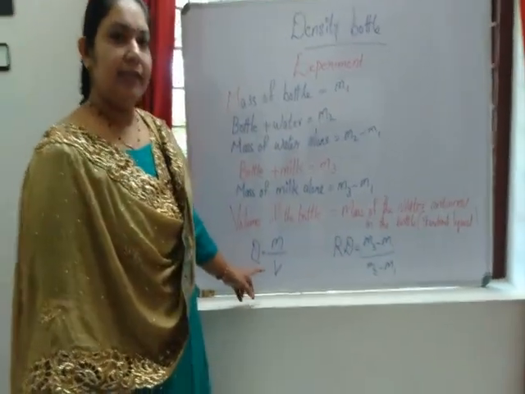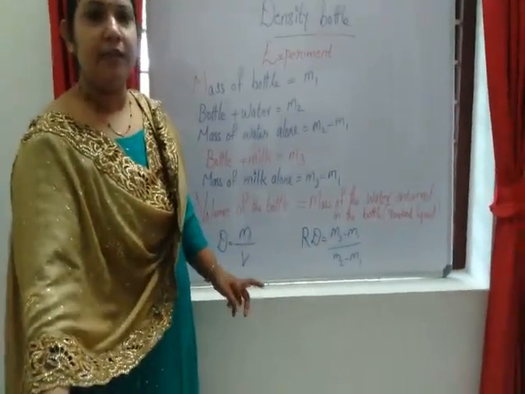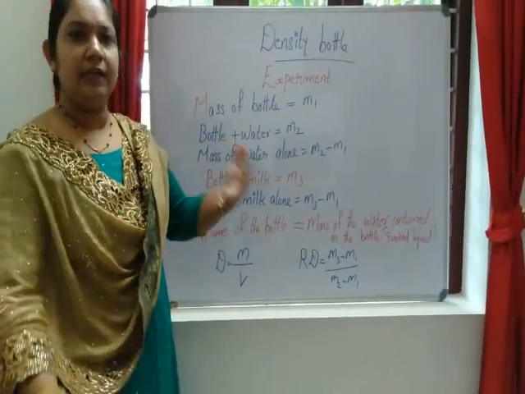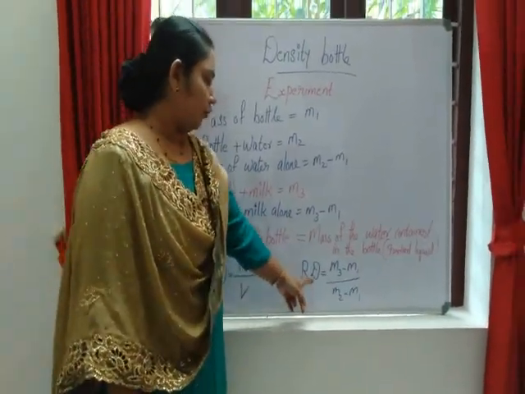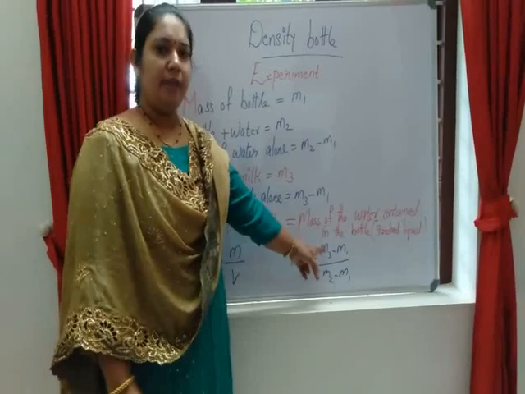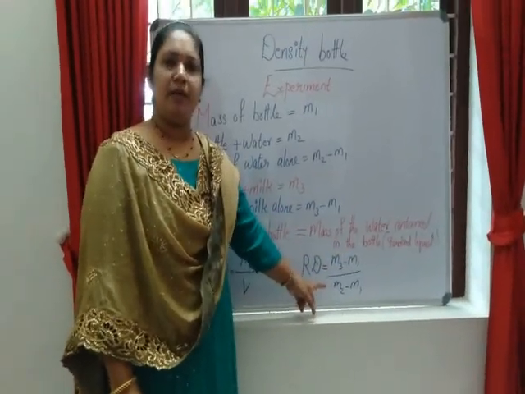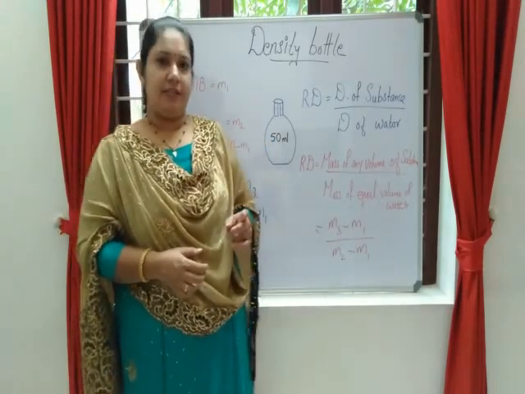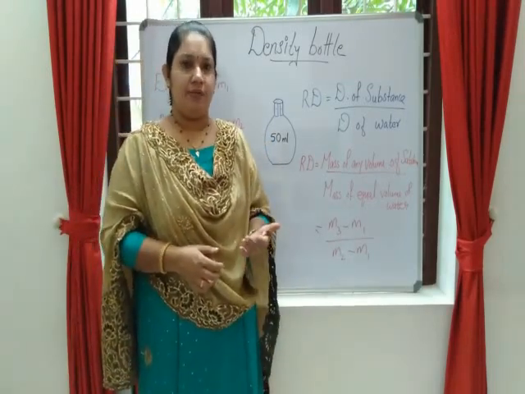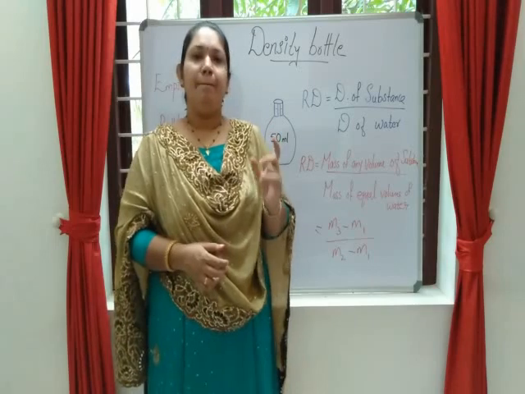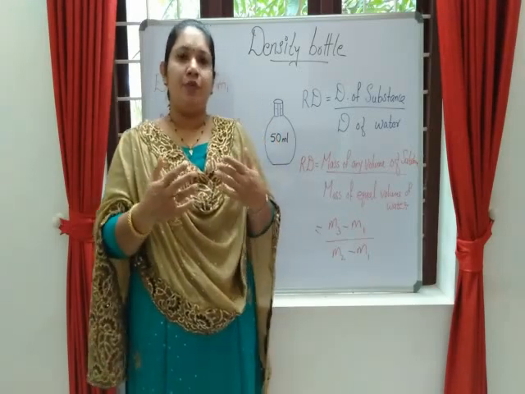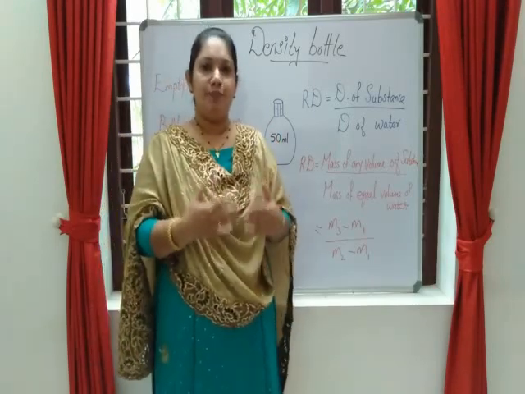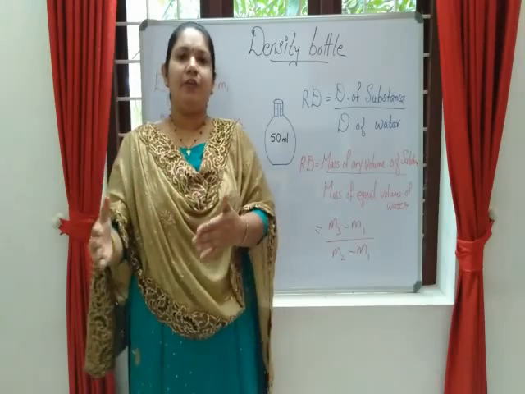And we can calculate the relative density. We are comparing milk and water. There is a relation, so we have to use the formula. Relative density is M3 minus M1 by M2 minus M1. So for finding the relative density of a liquid, here I took milk. To compare the density of milk, we have to compare it with water.